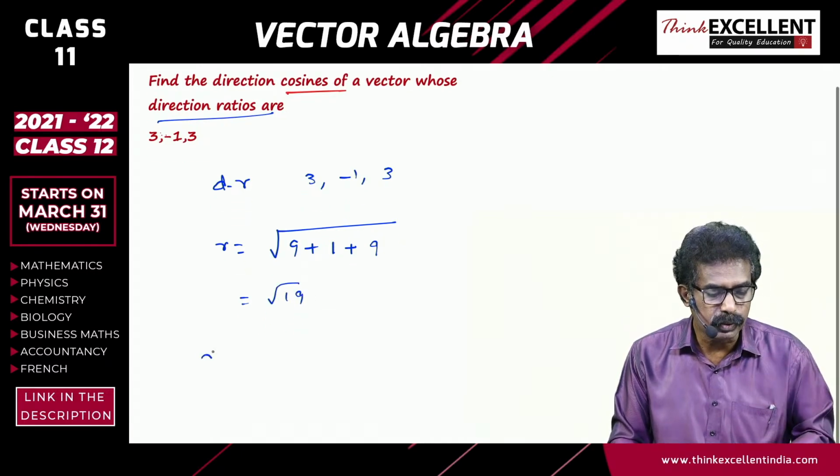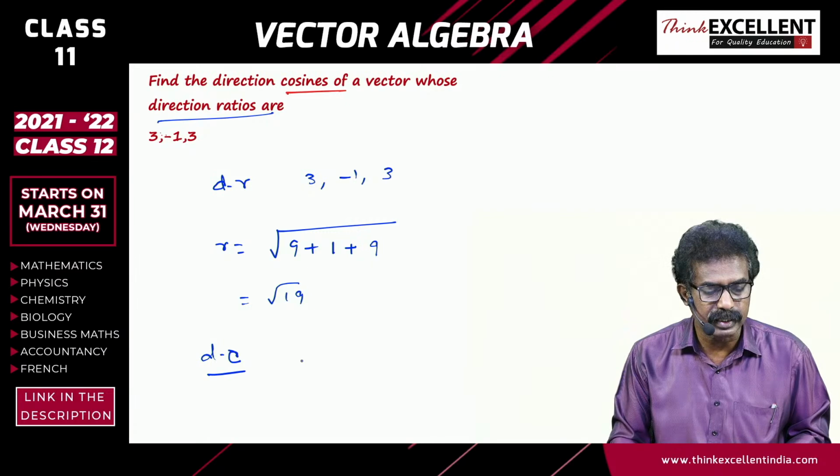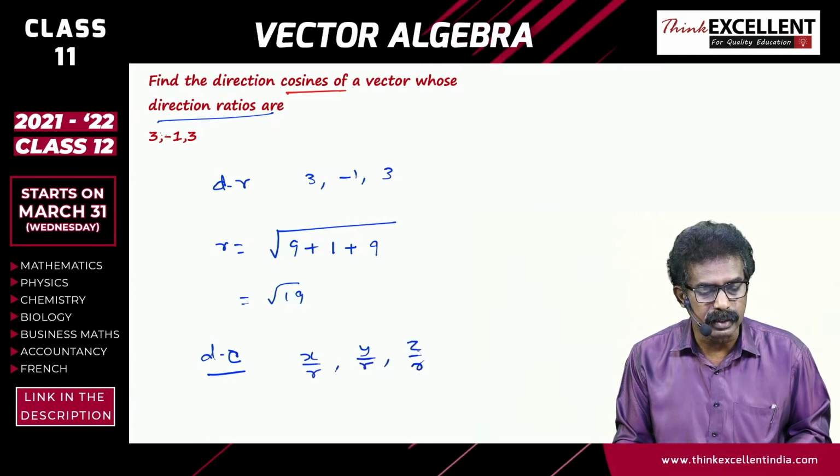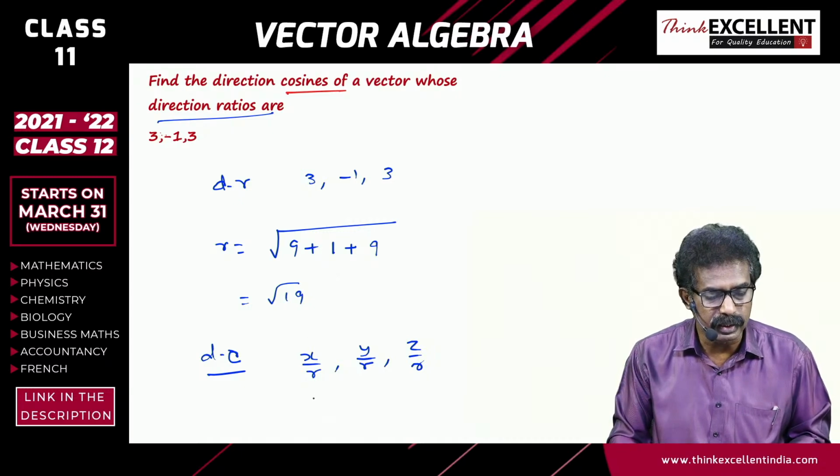So direction cosines formula DC. Direction cosines are x by r, y by r and z by r. அது substitute பண்ணுங்க. x என்கிறது 3. 3 by root 19, minus 1 by root 19 and 3 by root 19.